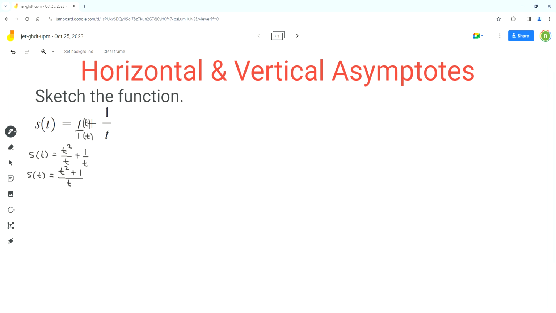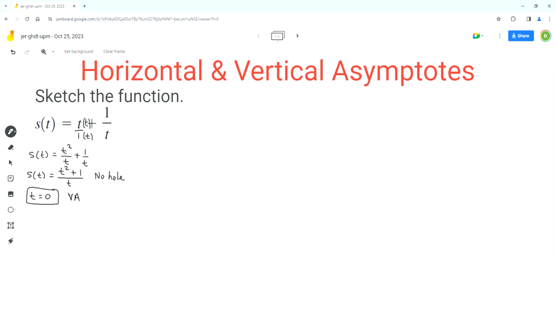Now this is a rational function. The first step is to find the discontinuities in this function. Now discontinuities in a rational function exist in the form of a hole or vertical asymptote. Now in this function there is no factor that's common to the numerator and the denominator, so this function has no hole. For vertical asymptote, we should set the denominator equal to 0. So we get t equals 0. So this is the vertical asymptote in this rational function.